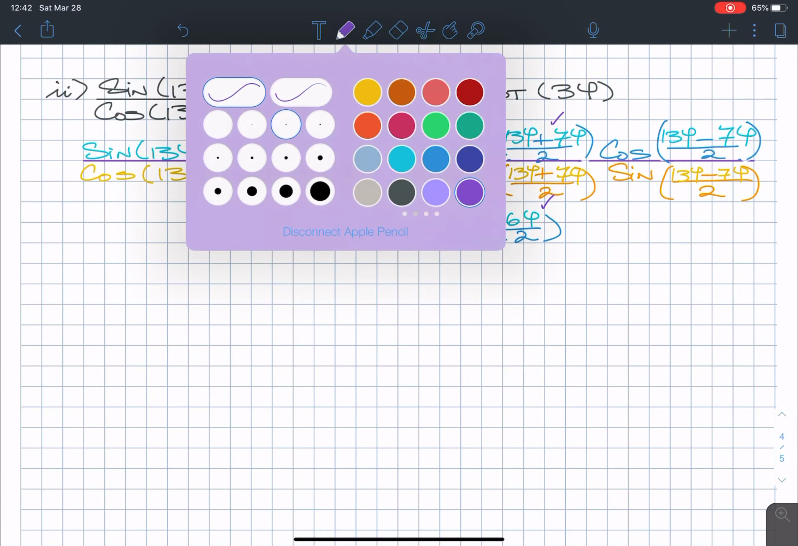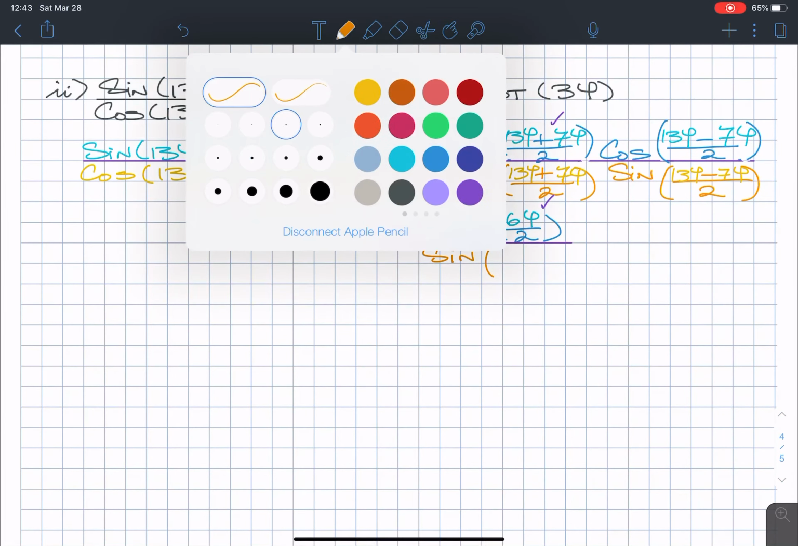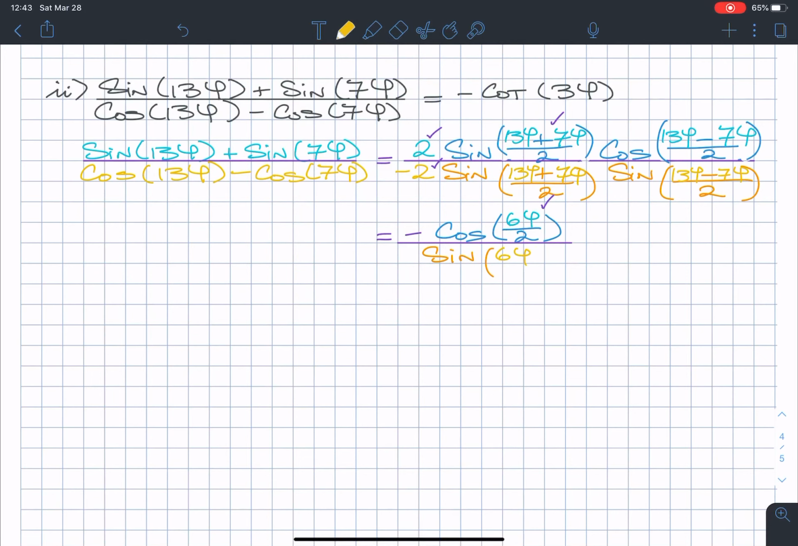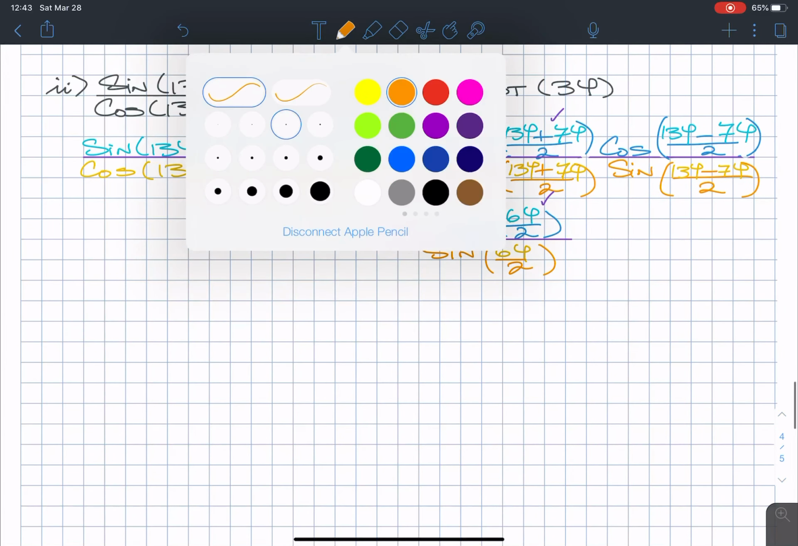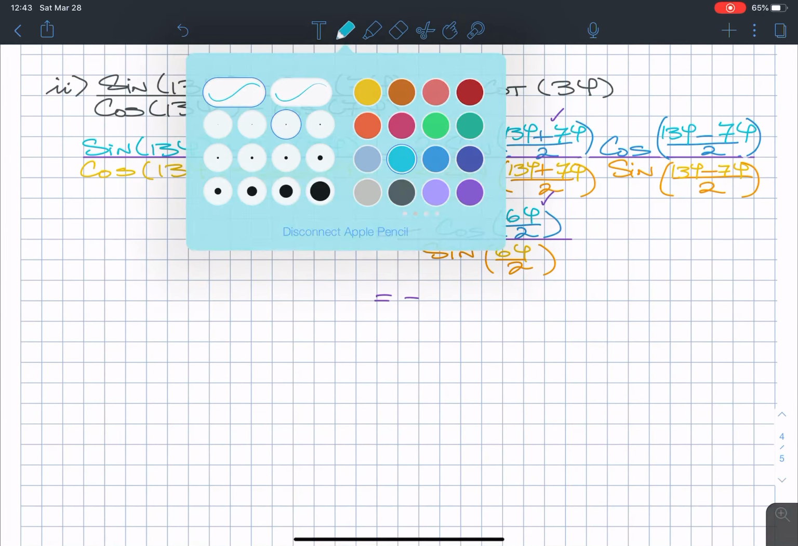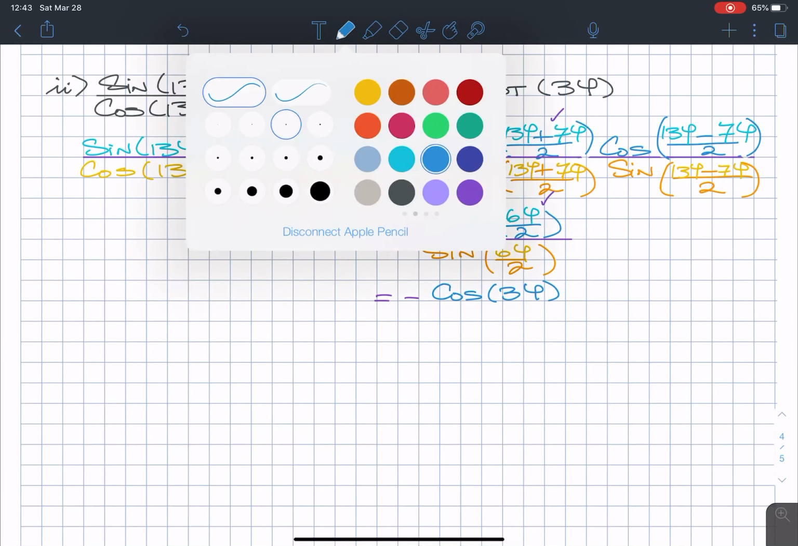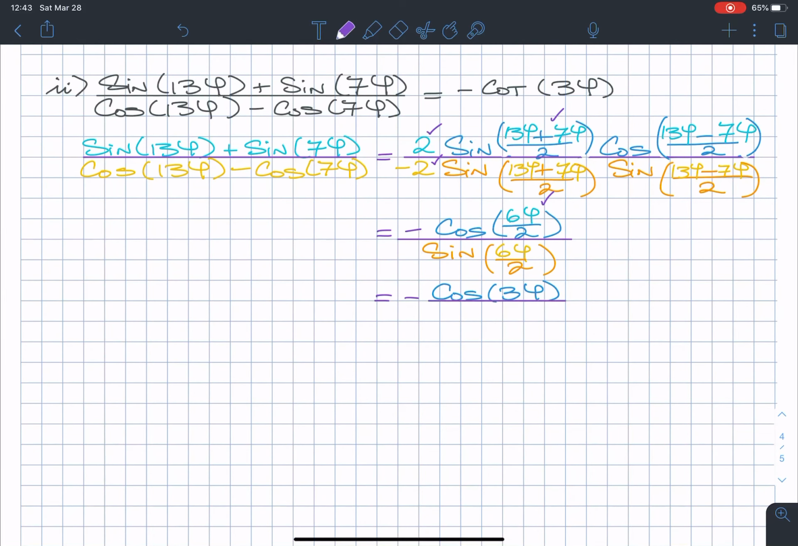All divided by sine of, well, what do we have? 13 minus 7 is also 6 phi, and we're dividing that by 2. Okay, so what does this give us? This gives us a negative cosine of 3 phi divided by sine of 3 phi.